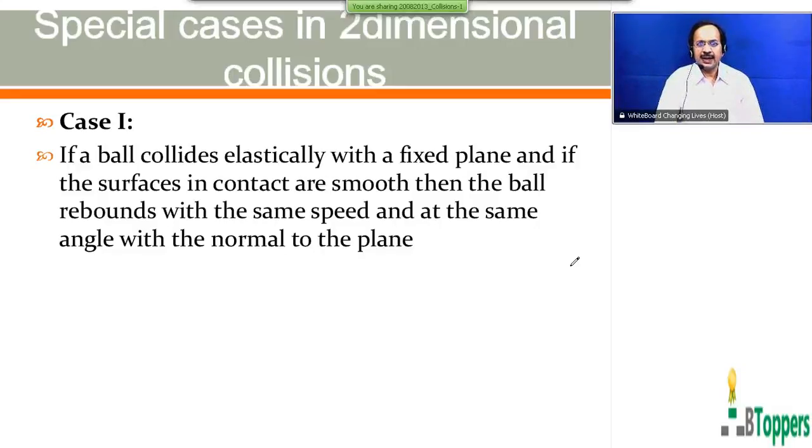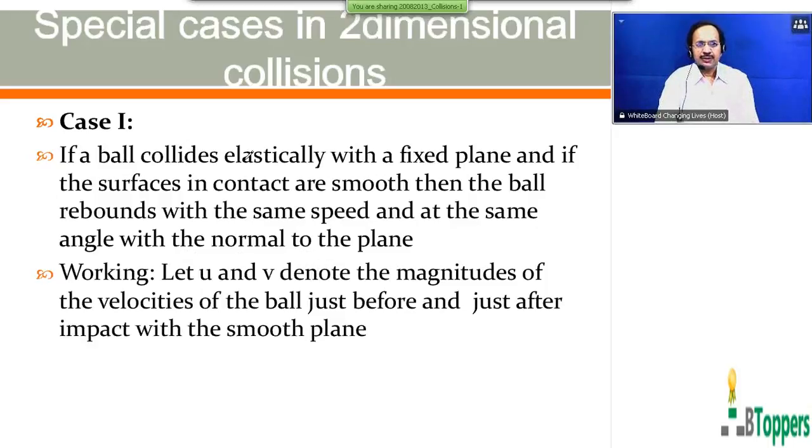The ball collides elastically with a fixed plane, and if the surfaces in contact are smooth, then the ball rebounds with the same speed and at the same angle with the normal to the plane. That's the conclusion. First, you copy down this conclusion. Next, I am going to give you the working for the conclusion. I'll be showing the diagram in my next slide.